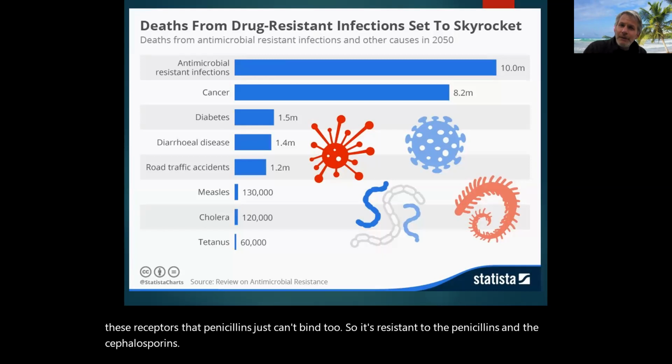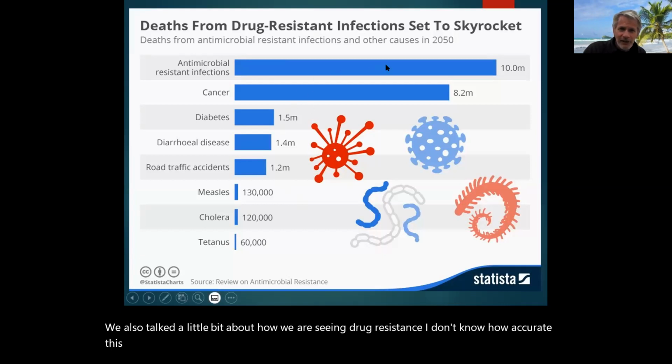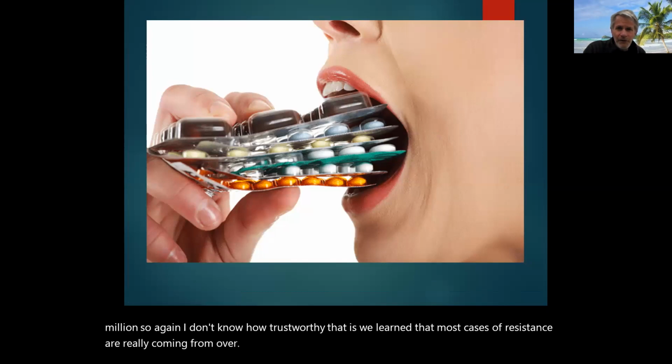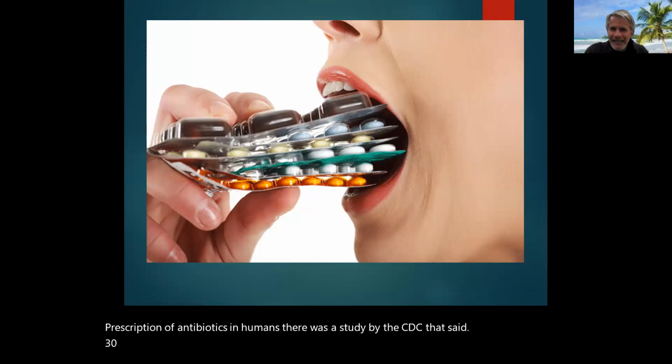We also talked a little bit about how we are seeing drug resistance. I don't know how accurate this is, but it's telling you deaths from antimicrobial resistance in the year 2050, 10 million. So again, I don't know how trustworthy that is. We learned that most cases of resistance are really coming from over prescription of antibiotics in humans. There was a study by the CDC that said 30% of prescriptions were unnecessary.